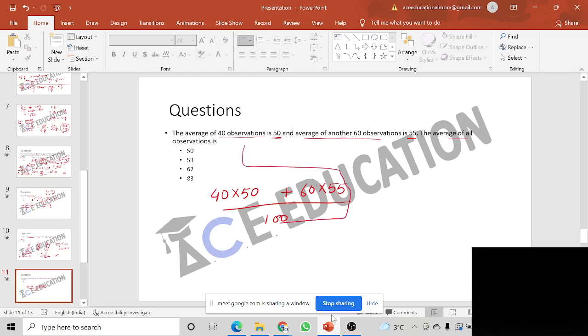So, see, it will take you some time to adapt to it, and it's fine. All right. Just don't be scared of it. Okay. So I'm saying that for 40 observations, the average is 50. All right. For 40 observations, the average is 50. Another 60 observations, the average is 55.